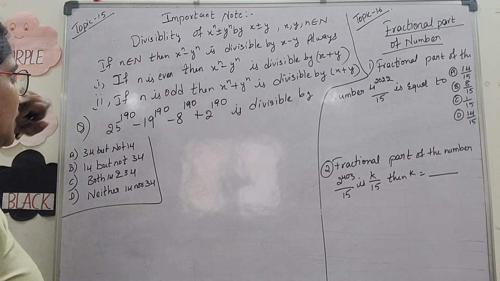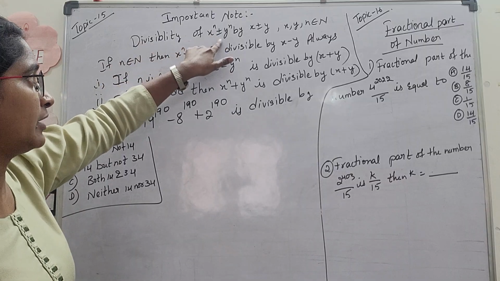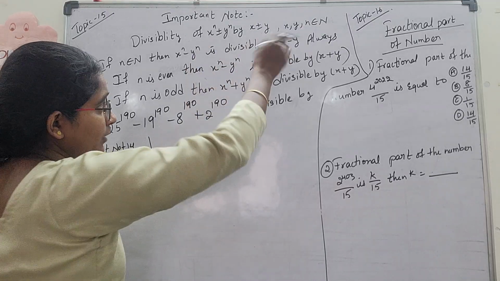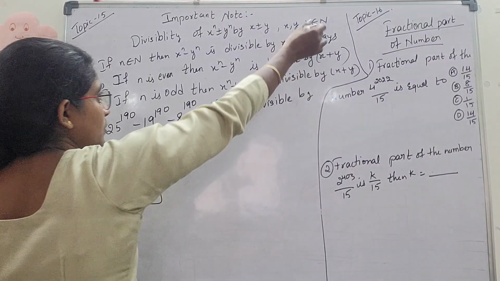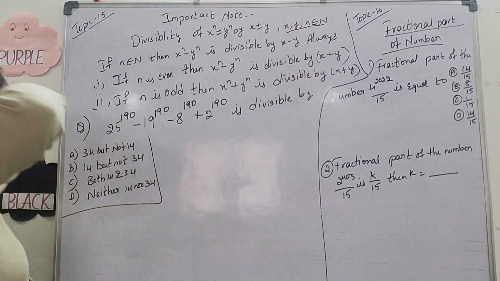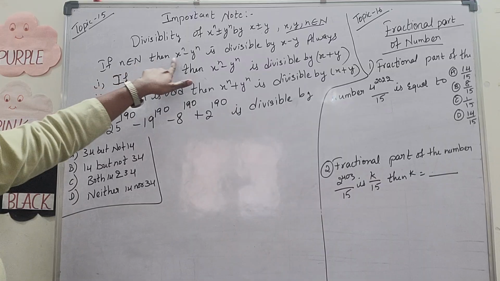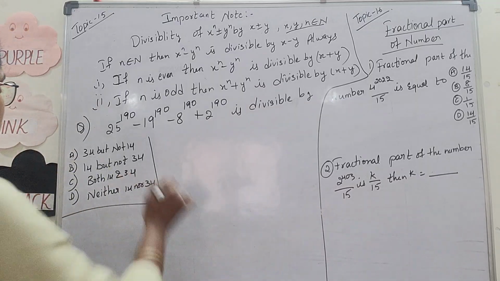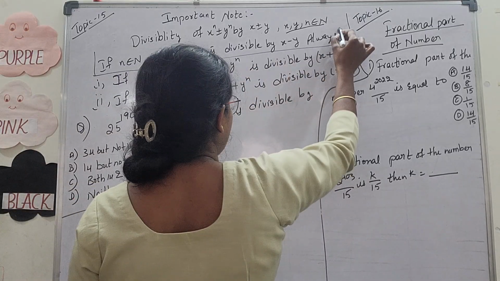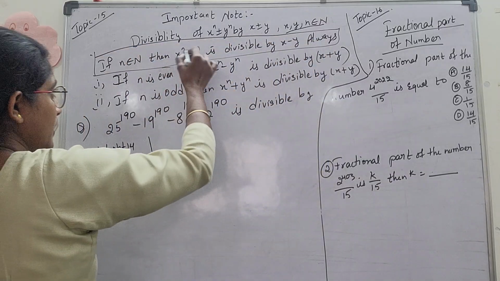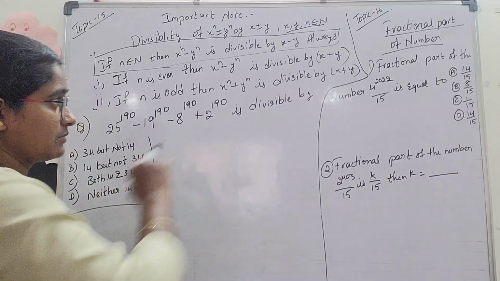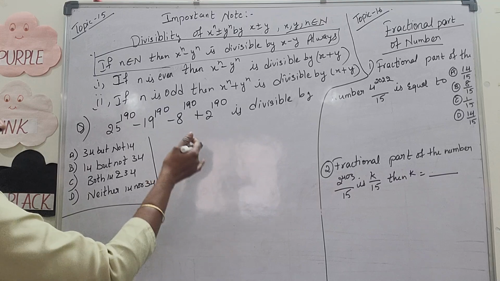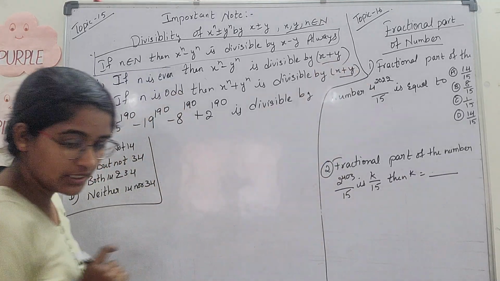So it's the divisibility of x power n plus or minus y power n. So what is the divisibility of this? By x plus y or x minus y. Okay, so all of this should be in natural numbers. Now, if n is a natural number, then x power n minus y power n is divisible by x minus y always. But here they have given some more things for when x plus y will be divisible.